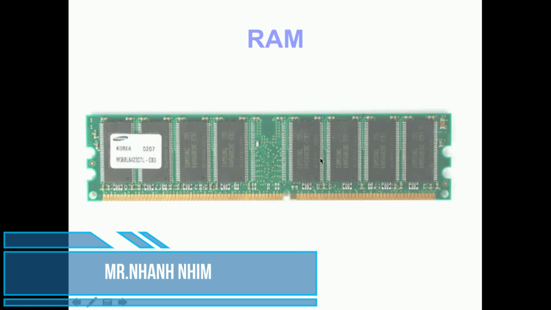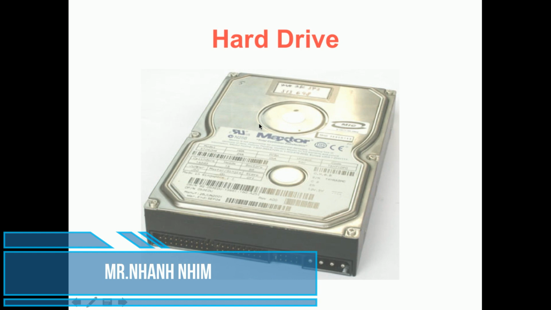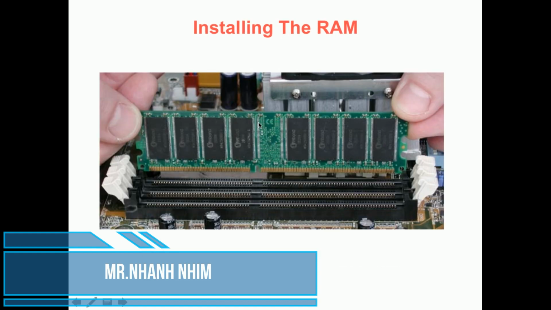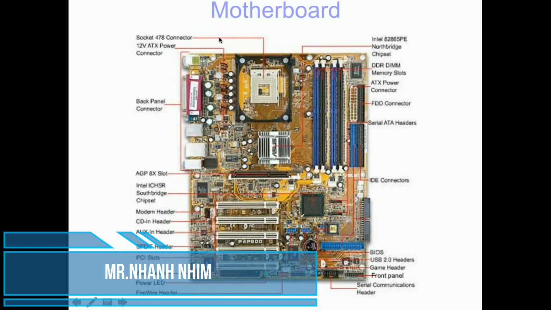Okay, you see, we can say RAM. RAM here is from a Korean brand. We can see the code, and this one we can say is the hard drive, okay? And this one we need to install in the RAM. Some RAM have 4 GB, 8 GB. We can upgrade to more RAM, or 16 GB, something like that, okay? This one I will show you about the components of the motherboard.